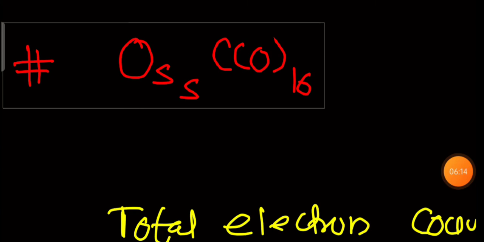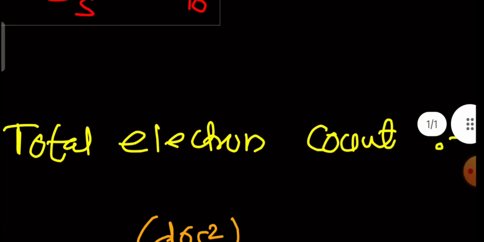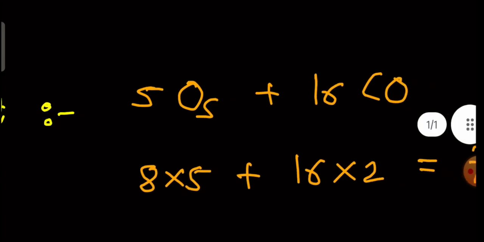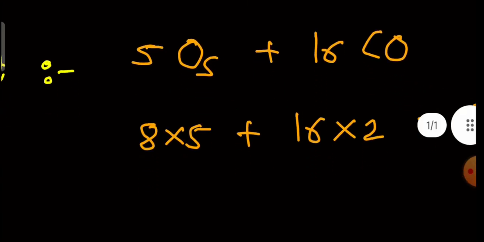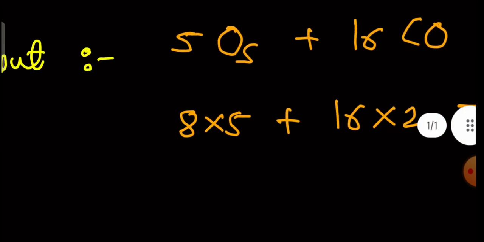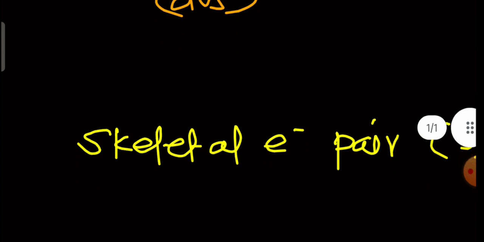Now the third example is Os5 CO16. For Os5 CO16, the total electron count will be, for osmium, there are 8 electrons for each osmium, that is d6s2. So 8 into 5, then we have 16 CO, that is 16 into 2, 32, so 72 in total. So your total valence electron count is 72.